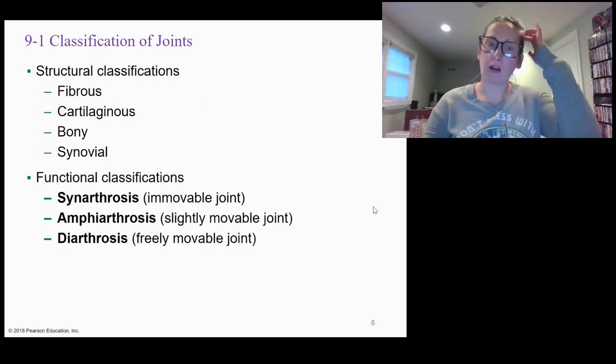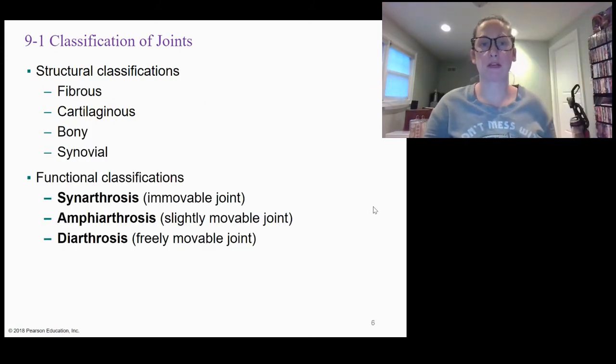So first of all, there are a few categories of structural classification. A fibrous, a cartilaginous, a bony, and then a synovial joint. So fibrous and cartilaginous joints will be less movable, and we will be focusing on the synovial joints as being our main focus of our next couple of weeks. The functional classifications relate to their mobility.